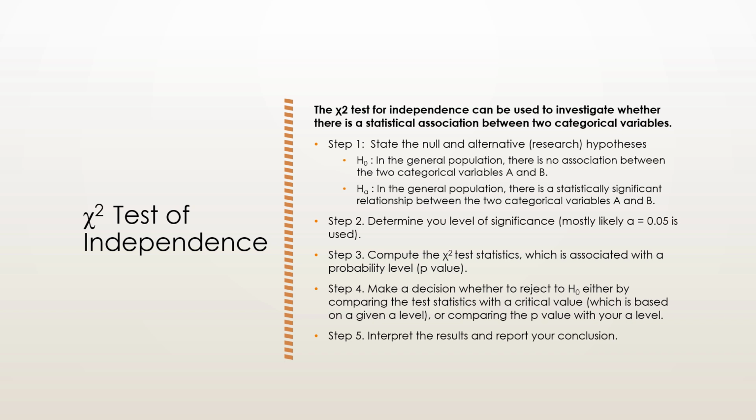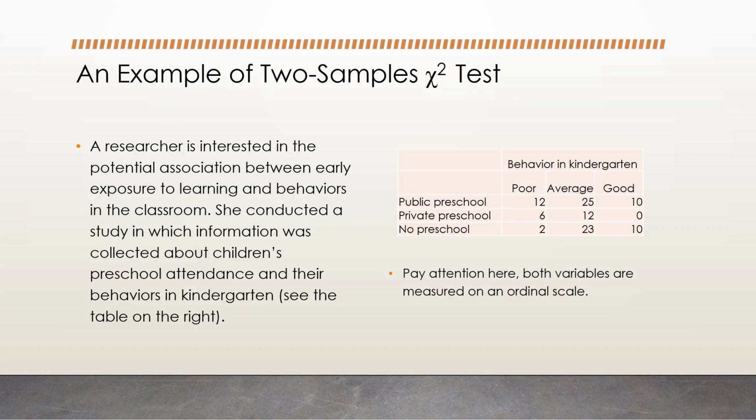The two-sample chi-square test, commonly known as the chi-square test for independence, is used to investigate whether there is a statistical association between two categorical variables. Here is an example. A researcher is interested in the potential association between early exposure to learning and behaviors in the classroom.